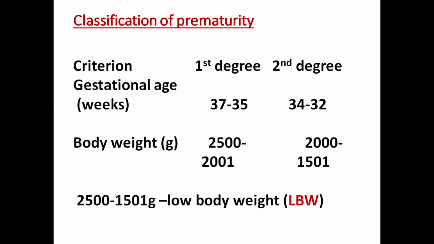We have 4 degrees of prematurity. First degree, gestational age 37-35 weeks, body weight approximately 2.5 kilo. The second degree, 34-32 weeks, body weight is about 2 kilo, from 2 kilos to 1.5 kilo.